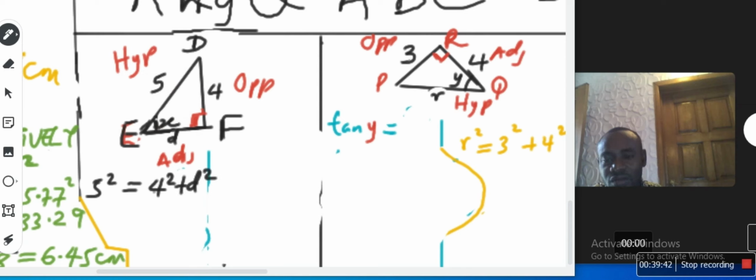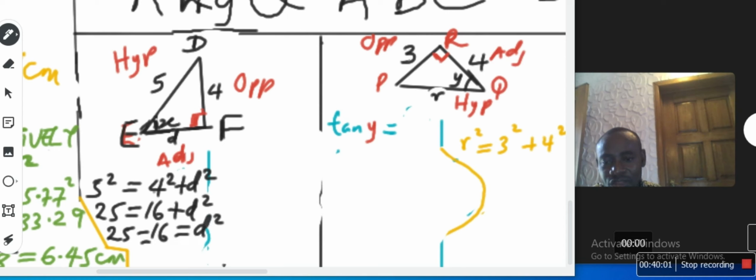25. So I thought you would just move 4 to the other side. Let me write 25 is equal to 16 plus D squared. It's better you take 16 to the other side so that D will be left here. So you have 25 minus 16 is equal to D squared. That's 9. 9 is equal to D squared. So what's D? Square root of 9. D is equal to 3.